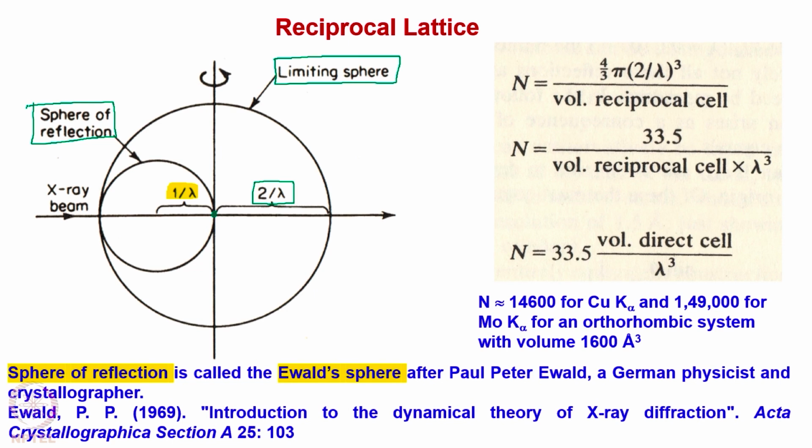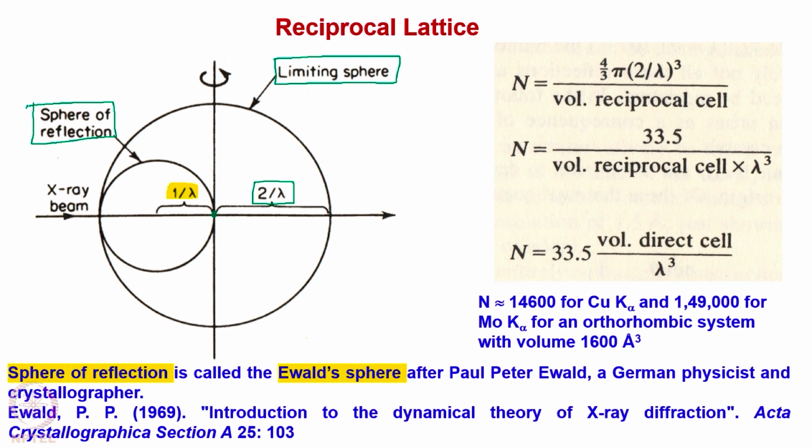So this sphere of reflection is also called the Ewald sphere after the name of Paul Peter Ewald, a German physicist and crystallographer, and he introduced this concept of sphere of reflection and limiting sphere in his article in 1969 in Acta Crystallographica. The reference is given here. What are we trying to understand from here?